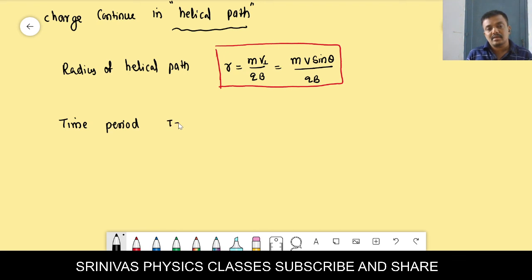Time period. Time period formula is what? Distance by speed, 2 pi r by speed. Which speed makes it move in a circular path? Perpendicular speed. Then 2 pi r is what? m v sin theta by qB.